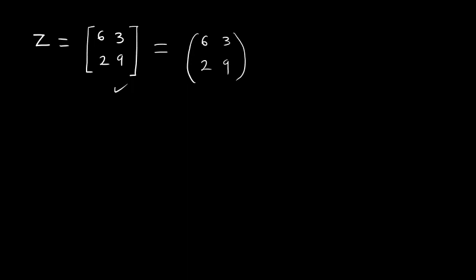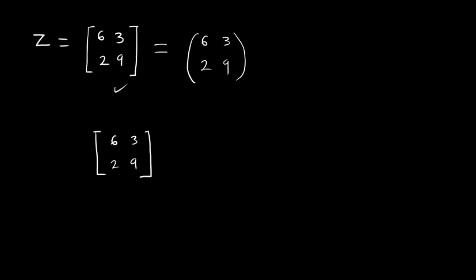To demonstrate this, I'm going to write the matrix. So I have 6, 3, and then 2, 9. Let's look at how the numbers have been arranged in rows. The numbers that are arranged in rows are the numbers that are arranged horizontally. So the numbers that are arranged horizontally are said to be in a row.